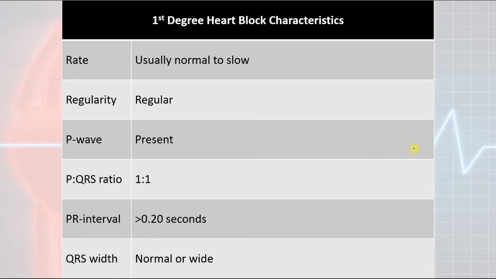Here are the characteristics of the first-degree heart block. You have a rate which is normally slow or normal. You're not usually going to have a sinus tachycardia with a first-degree heart block. That's a little bit more rare. It should be regular. The P waves are all present. For every P wave, there is one QRS wave. The PR interval is longer than 0.20 second. That's the problem, and that's the only problem. QRS width is normal or wide.